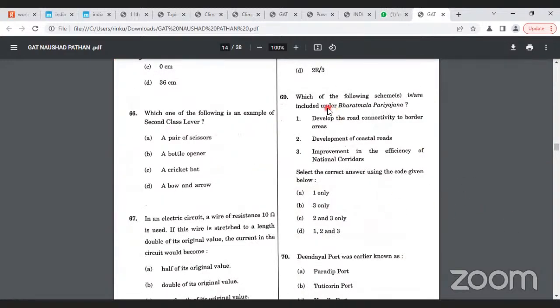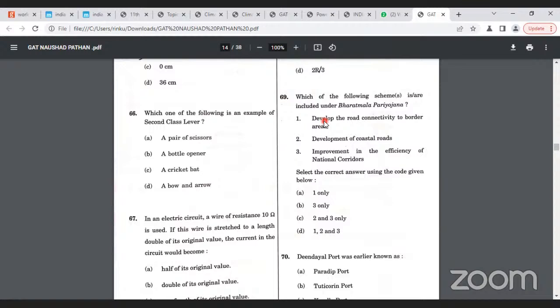Which one of the following schemes is included under the Bharatmala Pariyojana? Under the Bharatmala Pariyojana, like we discussed, it is about the betterment of roads in India, trying to improve the infrastructure in the Indian roadways. So we are trying to better those roads in the economic and the national corridors, in coastal roads, border connectivity, border areas, all kinds of roads that lead to ports and stuff like that.